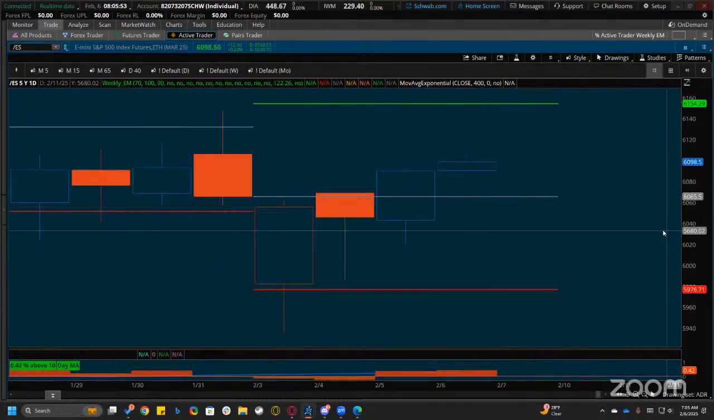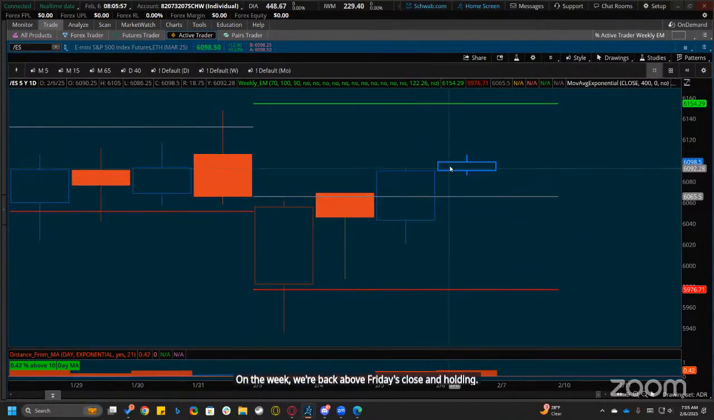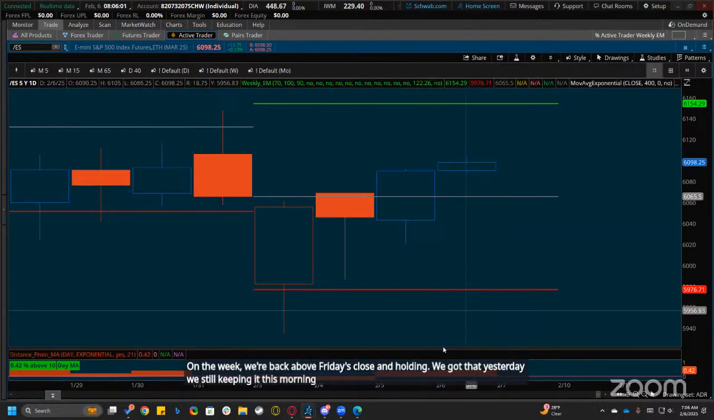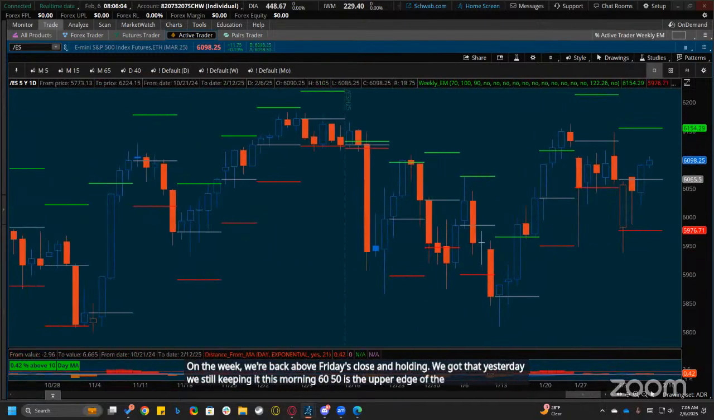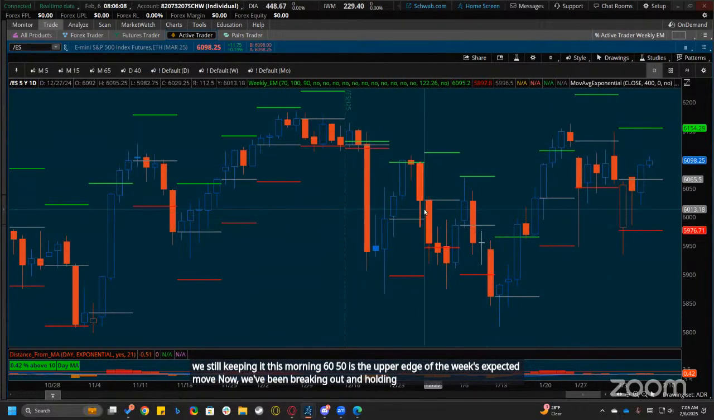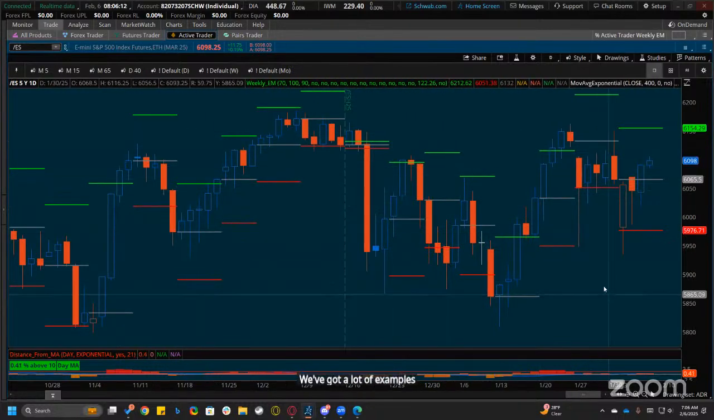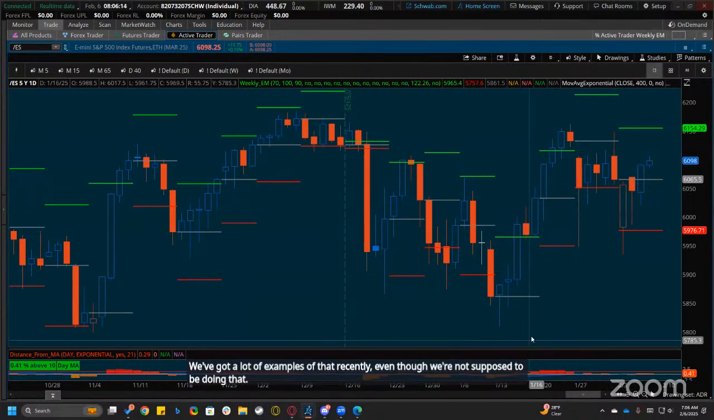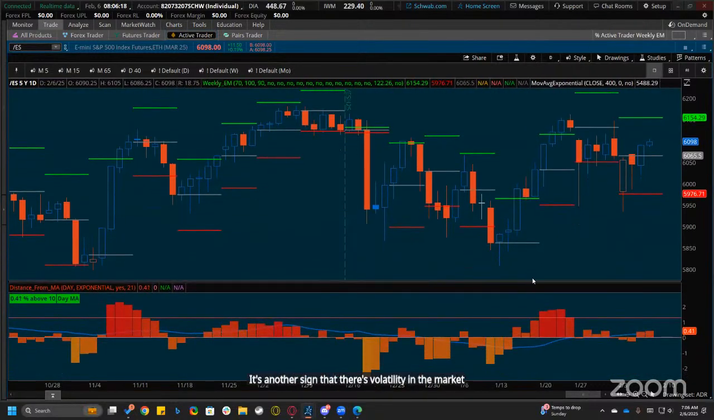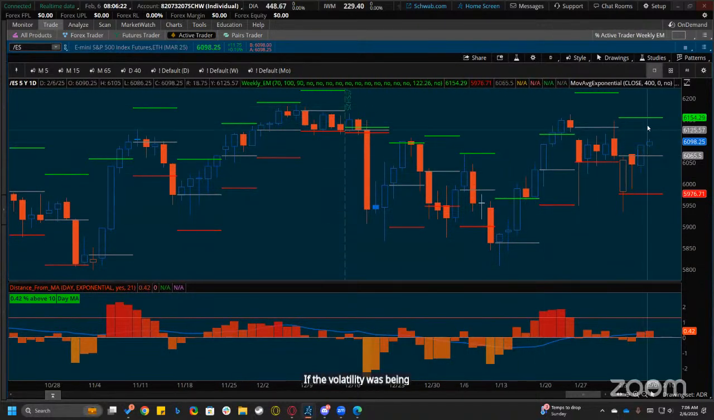On the week, we're back above Friday's close and holding, right? We got that yesterday. We're still keeping it this morning. 60-50 is the upper edge of the week's expected move. Now, we've been breaking out and holding those breakouts into the end of the week. We've got a lot of examples of that recently, even though we're not supposed to be doing that. It's another sign that there's volatility in the market that's not being priced in. If the volatility was being priced in, these ranges would be wider.